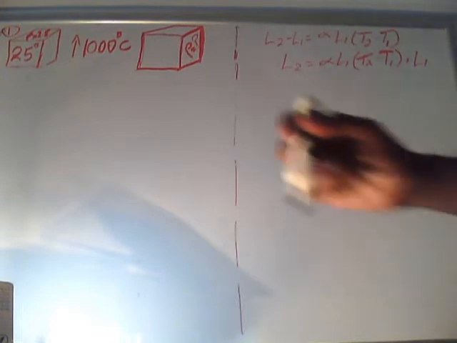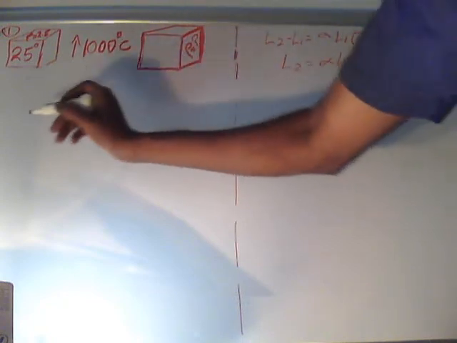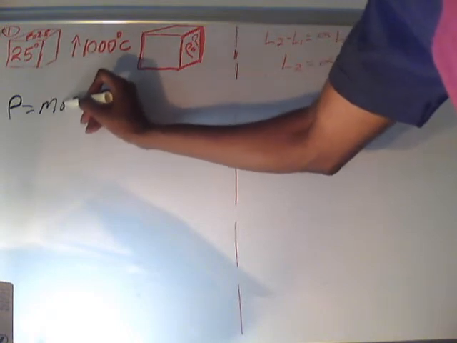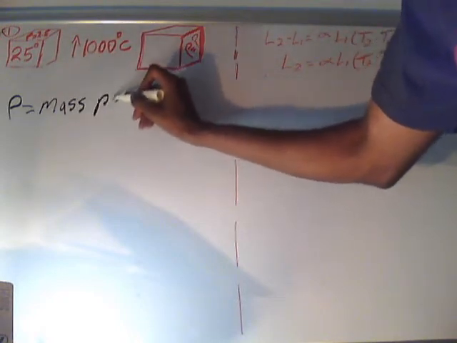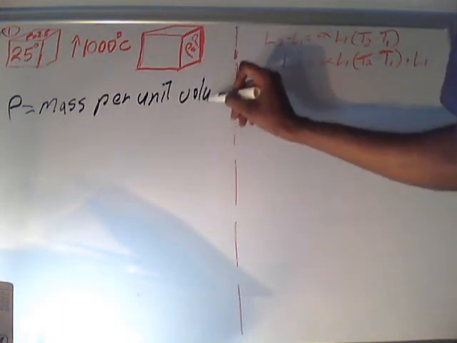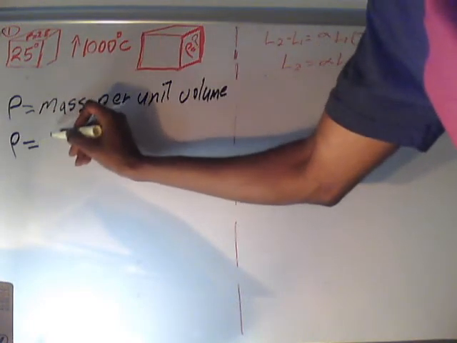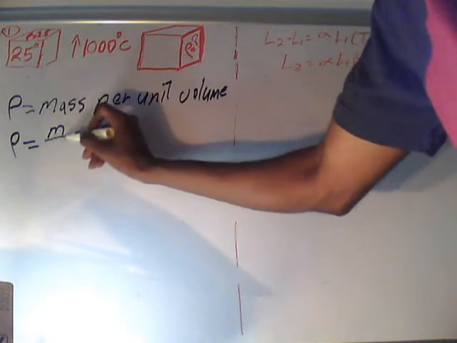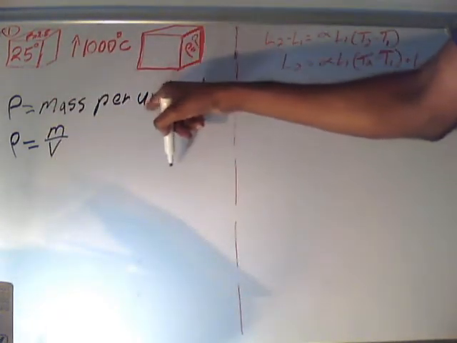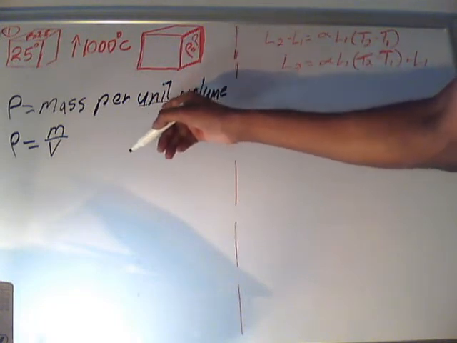So to work this problem, you've got to start off with density. And what is density? Just briefly, density is described as mass per unit volume. In other words, density is mass over volume. So in this first instance, mass per unit volume, this idea of unit volume is very important because based on unit volume, we're going to make an assumption.